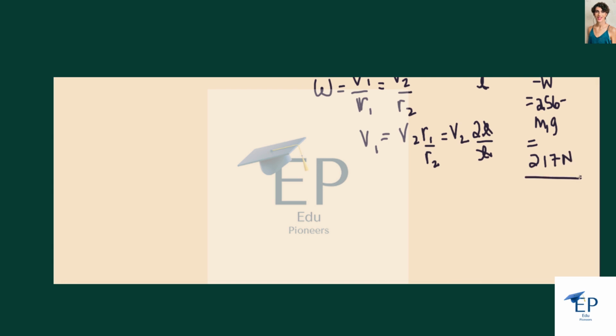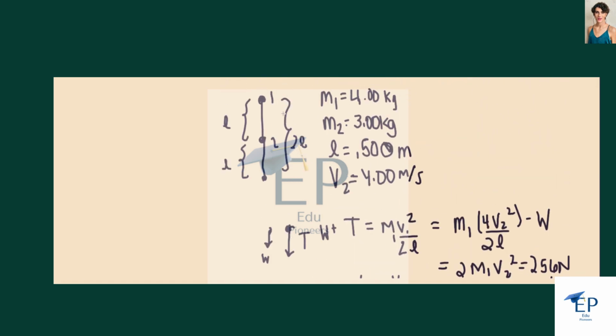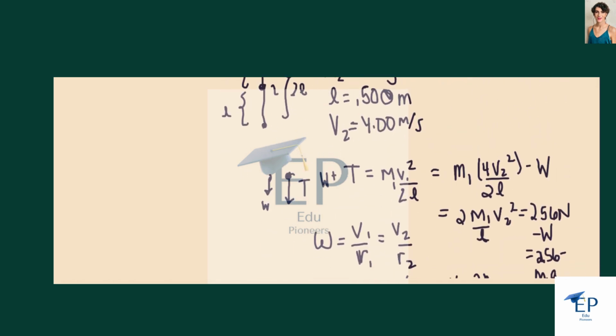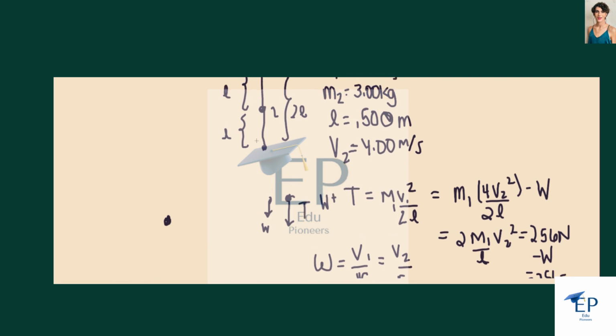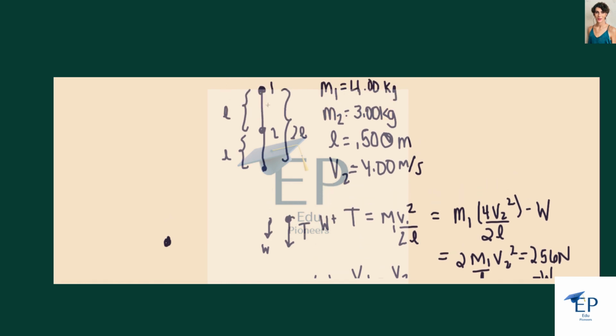Okay, that was a pretty easy modification. And then we want to get the tension in string 2 at this instant. So again, let's do the free body diagram on M2. So we have, this is string 1. So it has tension T1 and this has tension T2.